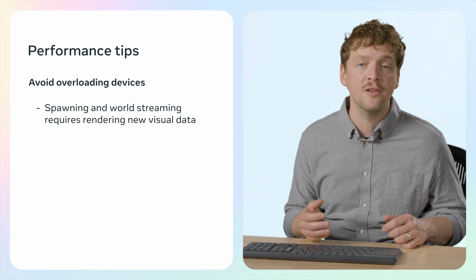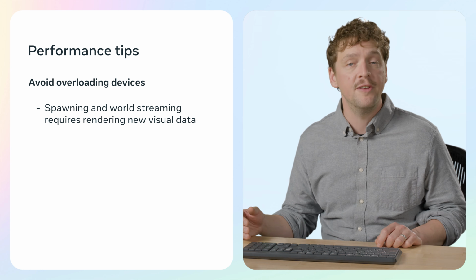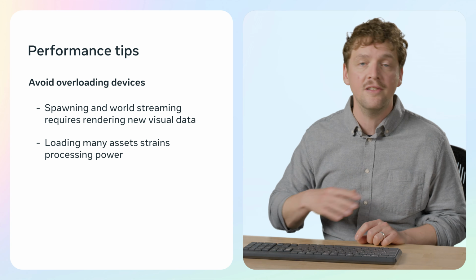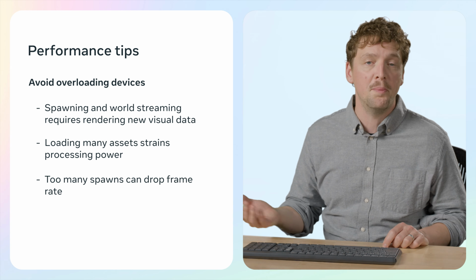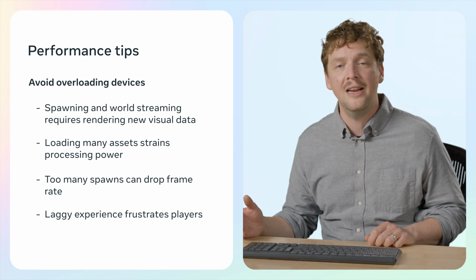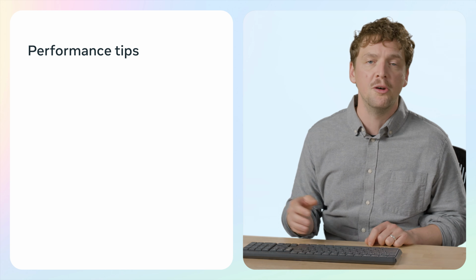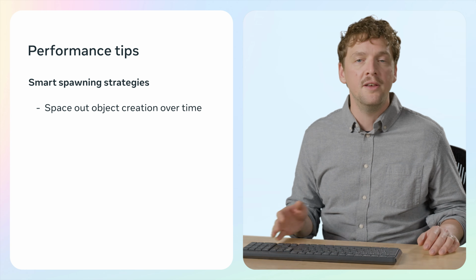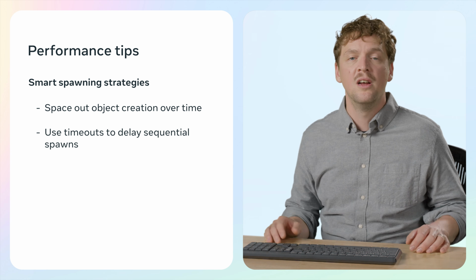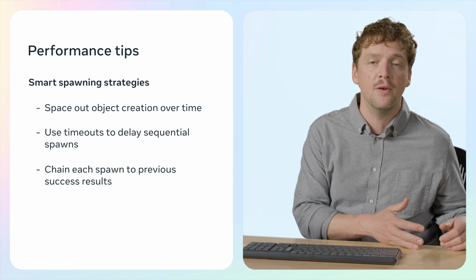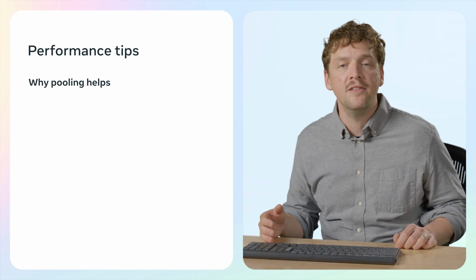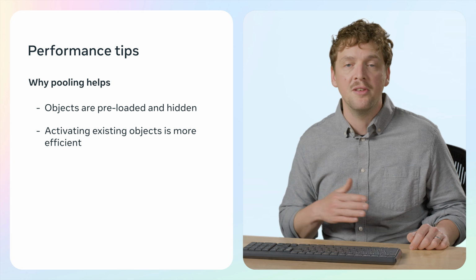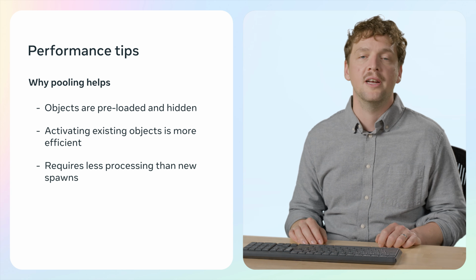Both spawning and world streaming require your device to load and render new visual data, like meshes and textures, which takes processing power. If you try to spawn too many things at once, players might experience a sudden drop in frame rate and might make your world feel really laggy. To prevent those performance drops, avoid spawning many objects simultaneously. Instead, space them out over time by using timeouts to delay the next spawn, or chain the next spawn to the success result of the last one. This is another reason to consider object pooling, since the objects are already loaded and just hidden. Activating them doesn't require the same processing power as spawning new objects.